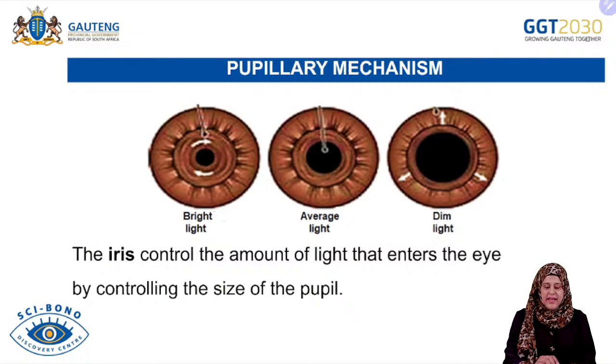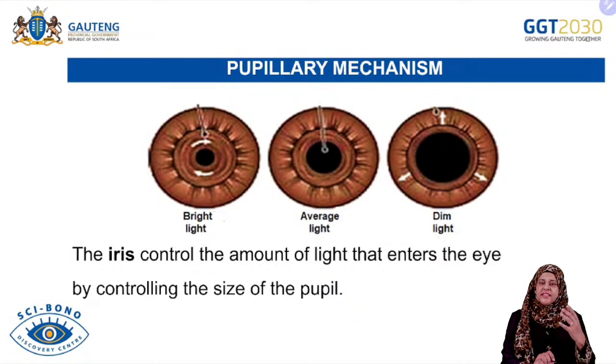Okay, now let's look at how this occurs. So firstly, the iris. Remember, Nonhlanhla spoke to you about the iris, and she said it is the pigmented part of the eye. It could be blue, it could be green or brown.